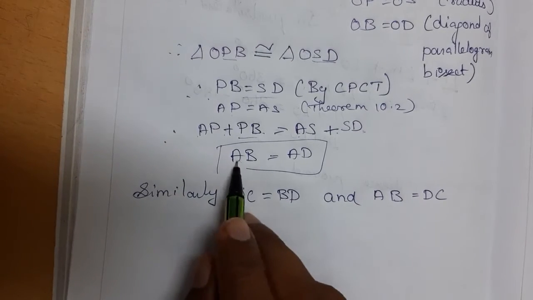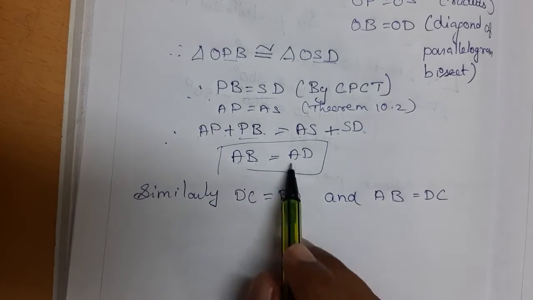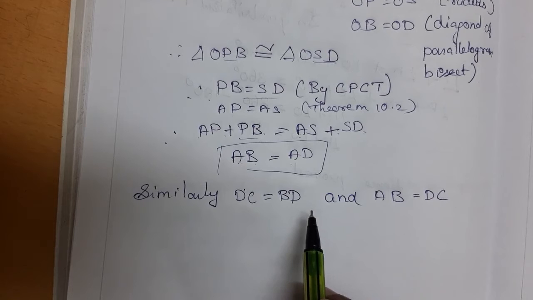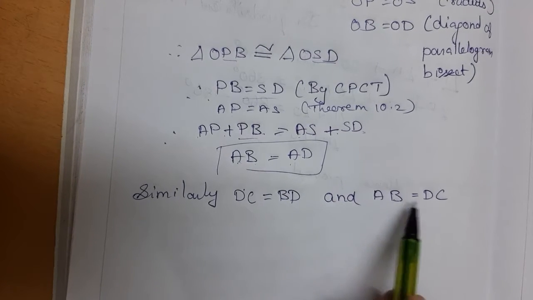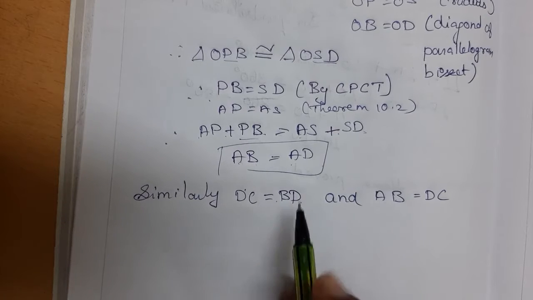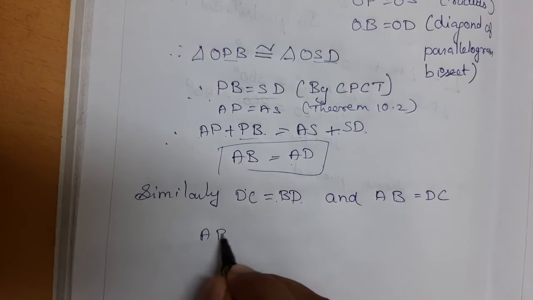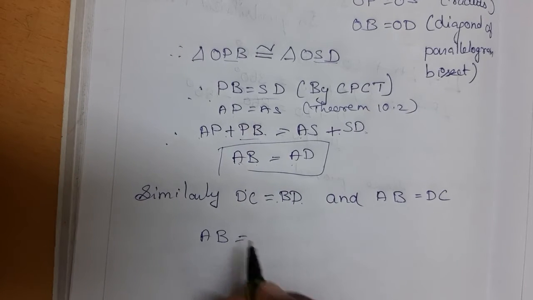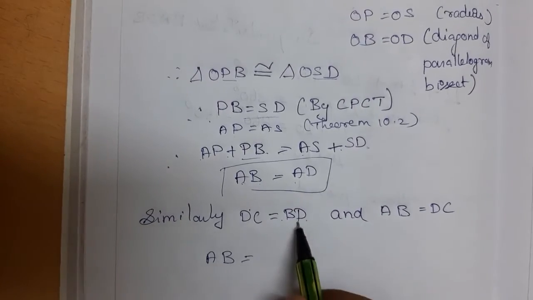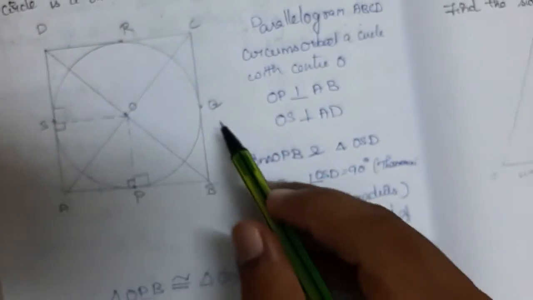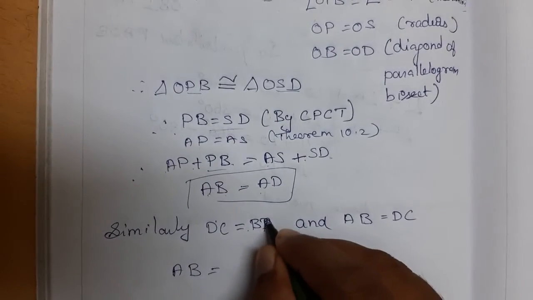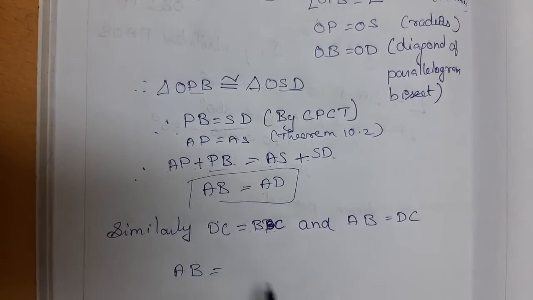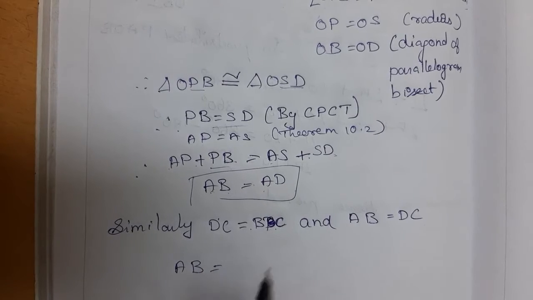So now we just compare AB is equal to AD, and here we say AB is equal to DC and DC is equal to AB, right? Here it is wrong, BD is a diagonal, right? We are talking about side BC. So this side is BC. So AB is equal to BC also.